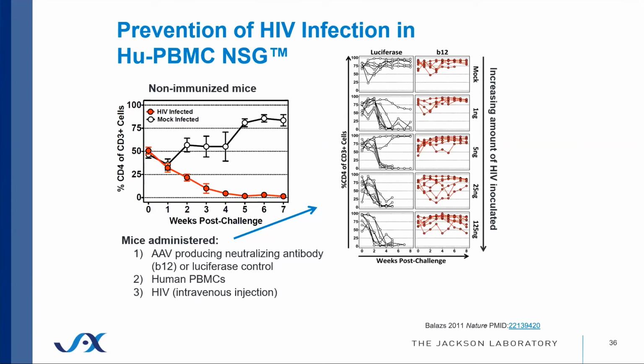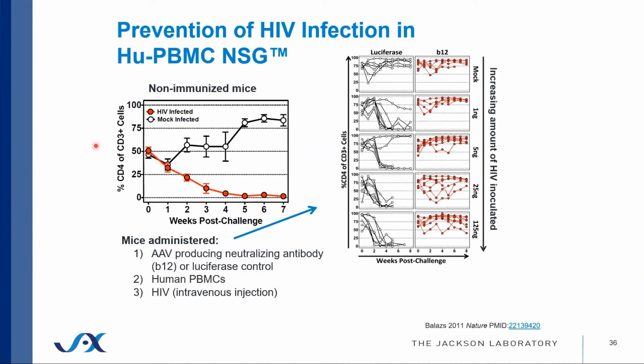So let's switch gears here and talk a little bit about the use of NSG mice in the field of infectious disease research, one of my favorites. So here's an example where the humanized NSG model was used to validate a promising direction for HIV therapy, which is prophylactic administration of neutralizing antibodies. So in this model, mice were administered an AAV expressing a broadly neutralizing antibody via injection, and the mice were also infused with human PBMCs, and 2 weeks later were infected with HIV.